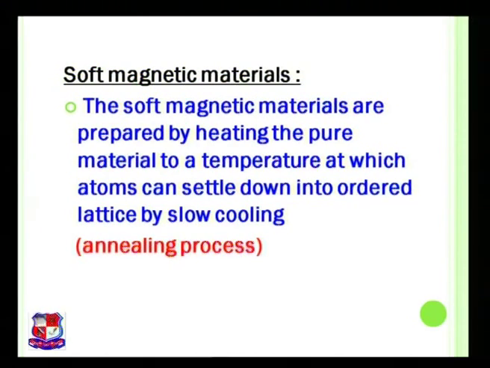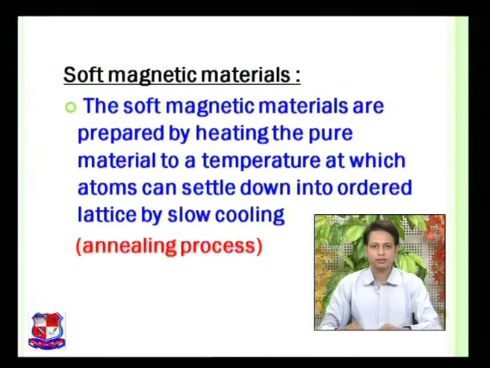Now in this slide you can see how soft magnetic materials are produced, or how we can make soft magnetic materials. Soft magnetic materials are prepared by heating the pure materials to a temperature at which atoms can easily settle down into an ordered lattice by slow cooling. What do you mean by ordered lattice? Ordered lattice means the atomic arrangement is perfect. It has a higher order arrangement.